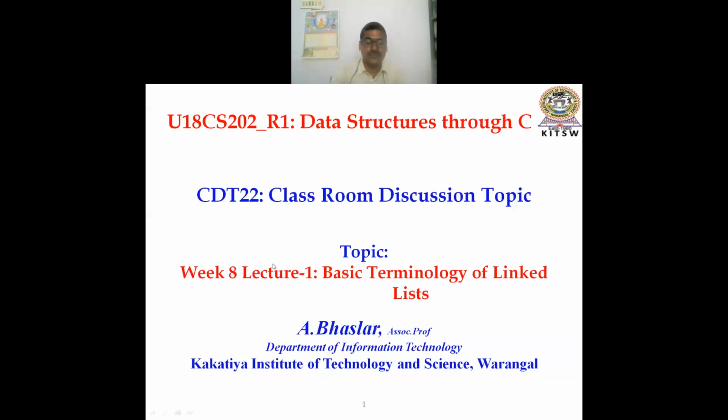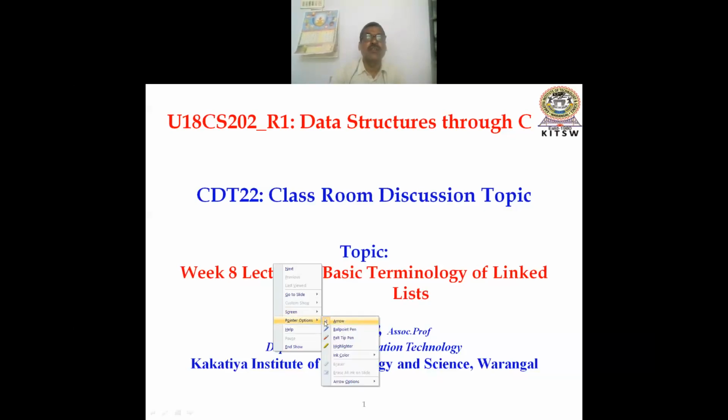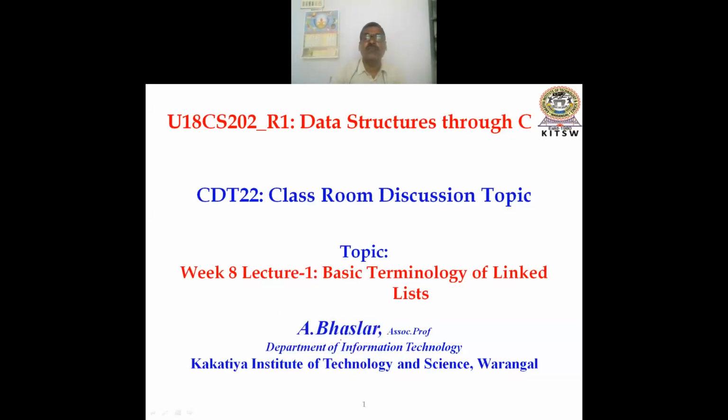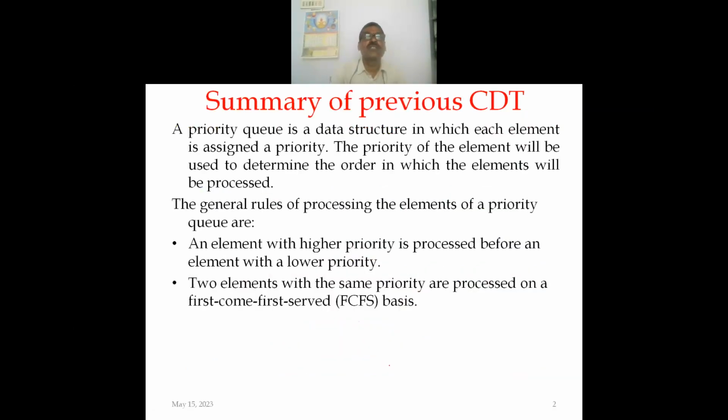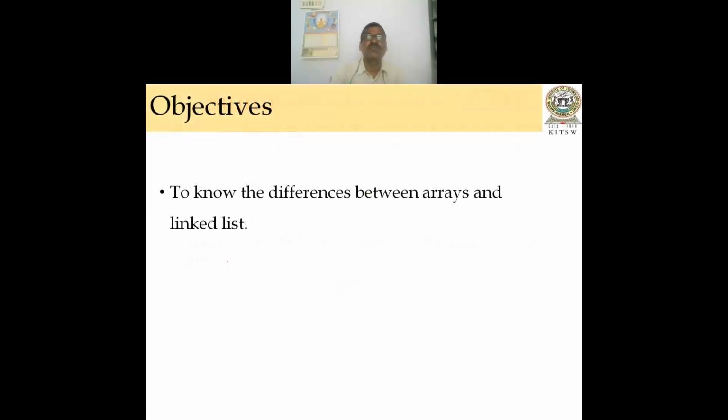This is week 8 lecture 1, basic terminology of linked list. Summary of the previous CDT is that we discussed the priority queue. It is a data structure in which each and every element is associated with some priority. Based on that priority only, we can perform the insertions as well as the deletions. When we have two or more elements with the same priority, those elements will be processed on a first come first served basis.